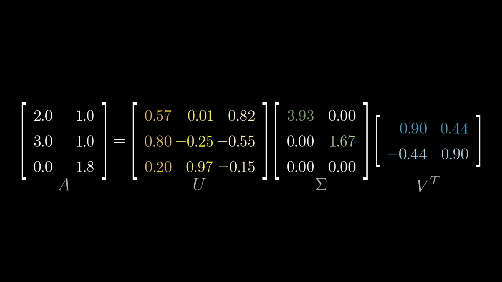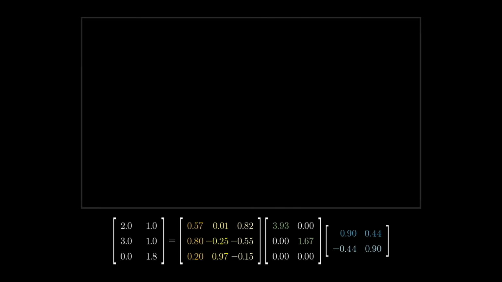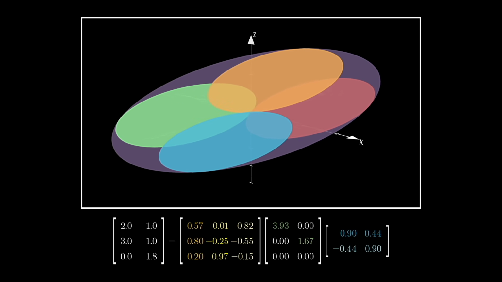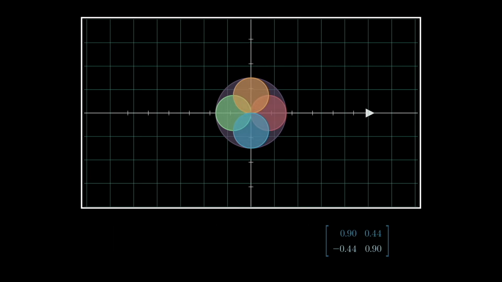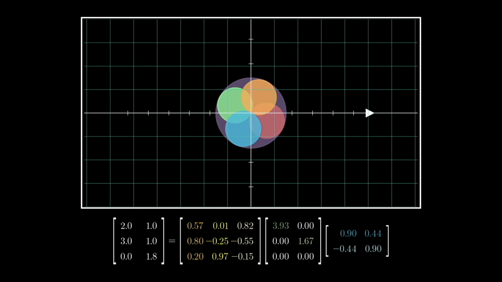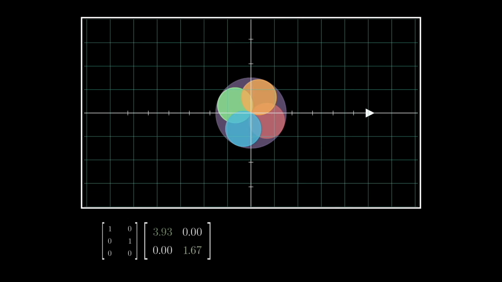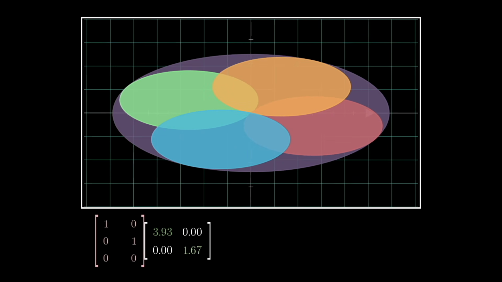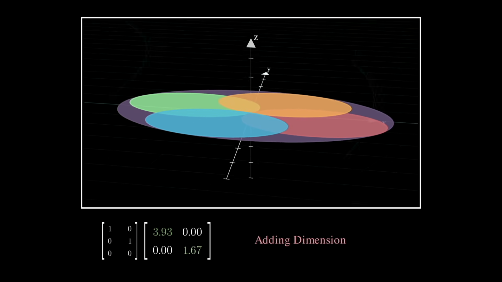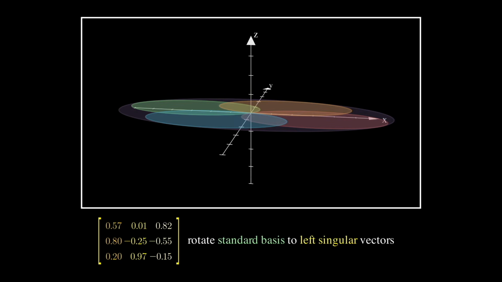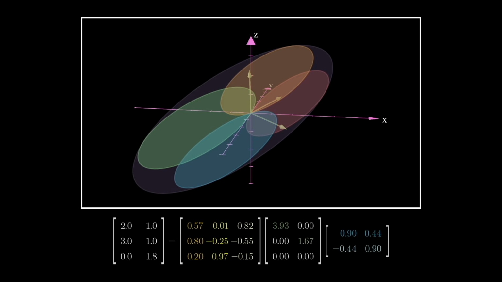And lastly, let's look at an example of a linear transformation from R2 to R3. The spirit of SVD very much still holds. Firstly, we begin with the rotation in R2, but next, since the matrix sigma is 3 by 2, we scale based on the singular values. And then, we're adding a new dimension. And finally, we rotate the standard basis, x, y, z, to align with the left singular vectors.